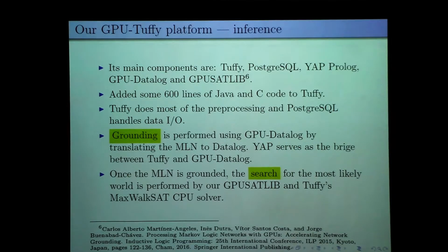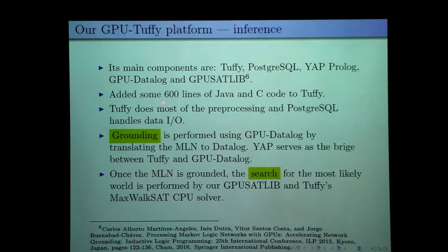Well, those are the core components of our platforms. And now I am going to talk about the platforms themselves. The main component, our first platform, is GPU Toffee. Its main components are the Toffee MLN system, PostgreSQL, JAP Prolog, GPU Datalog, and our GPU SATlib.